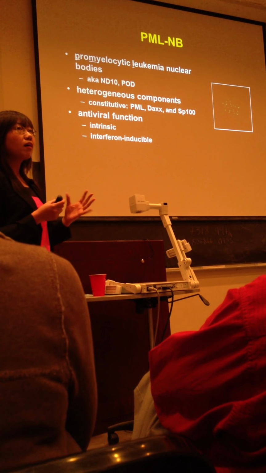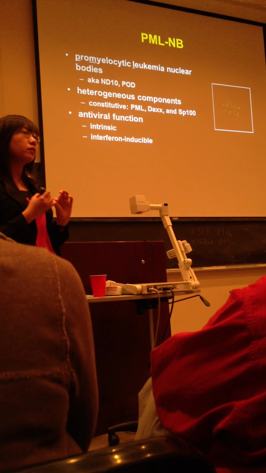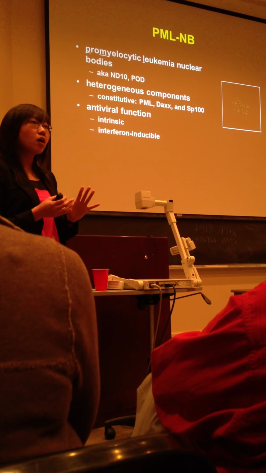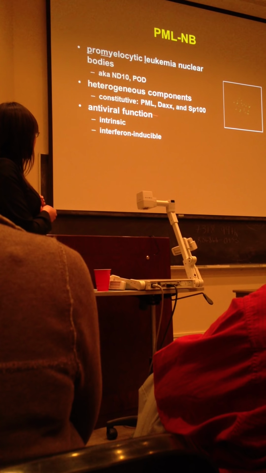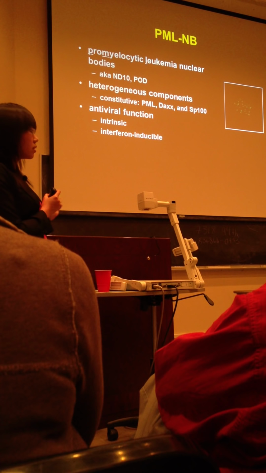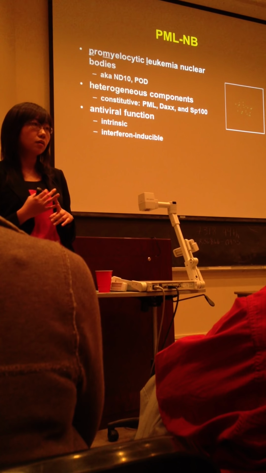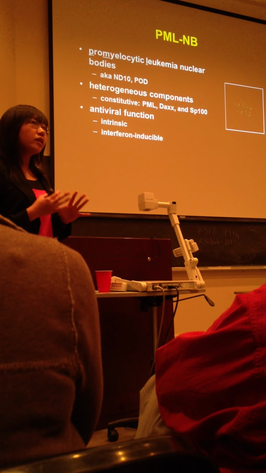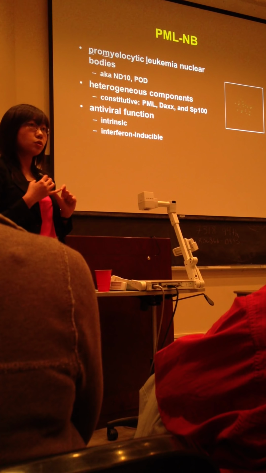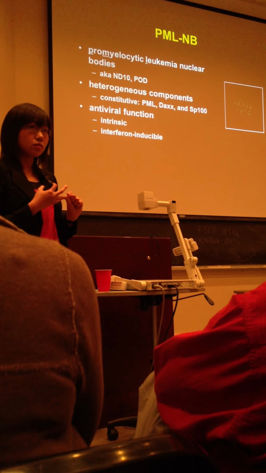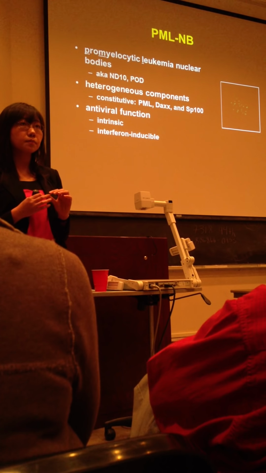There's a really long list of proteins that have been found either associated with or present in the PML nuclear bodies. Some of them are considered constitutively present, including the PML protein itself and the two other proteins, DAXX and SP100, that have been implicated in regulation of transcription. The other proteins are only found in those structures under certain conditions, for example, different overexpression systems or stress conditions, and they might modulate the function of PML nuclear bodies.